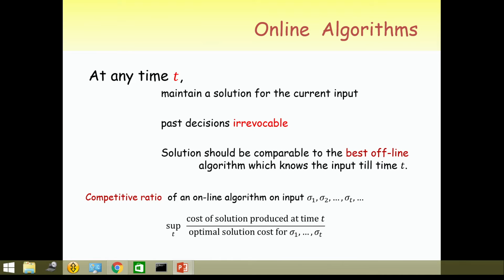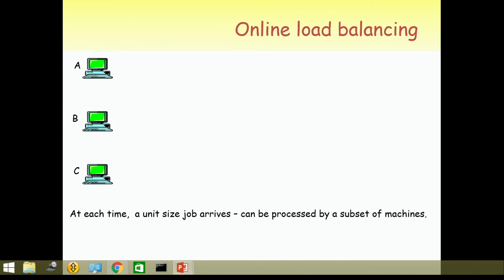Okay. So let me give an example. I'll talk about this problem called online load balancing. At each point of time, one job arrives. Think of it as a unit size job. When a job arrives, it can only be processed on a subset of machines, so it specifies which subset of machines it can be processed on. For example, this one can go on the first two machines only, and then you send it to one of the machines, and the next job arrives, and so on.